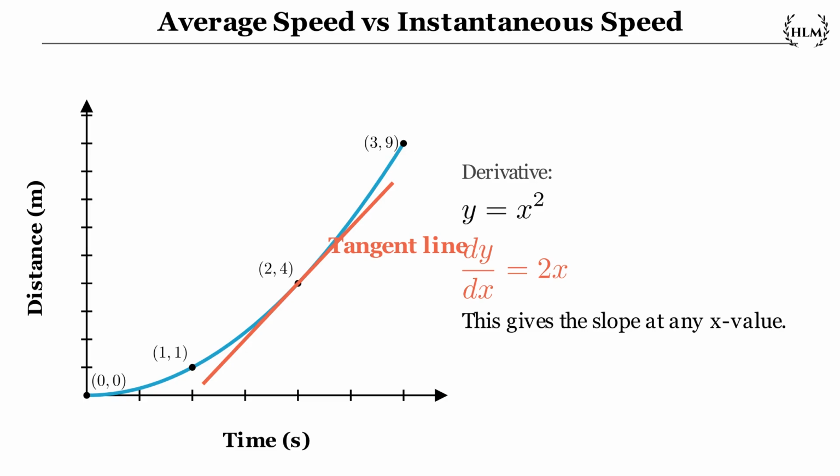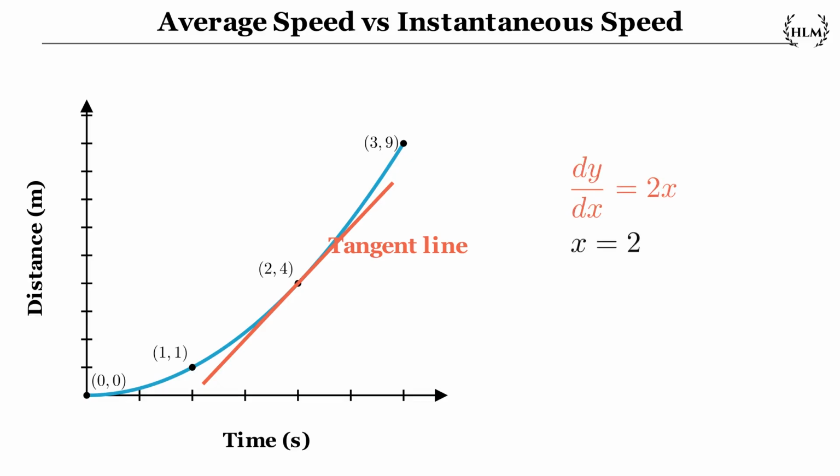So let's say we want to answer that question where someone asks you what speed you were traveling at exactly 2 seconds. All you have to do is sub in the x value 2 into the derivative, which was 2x. If you do that, you get 2 times 2, which is 4. So the slope of the tangent at 2 seconds is 4 meters per second. So you were traveling at 4 meters per second at that point in time.